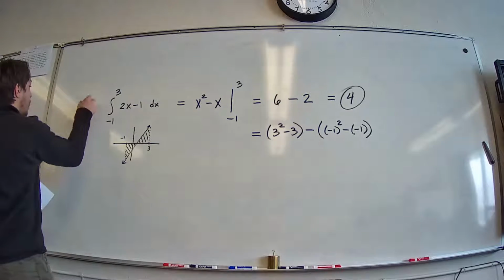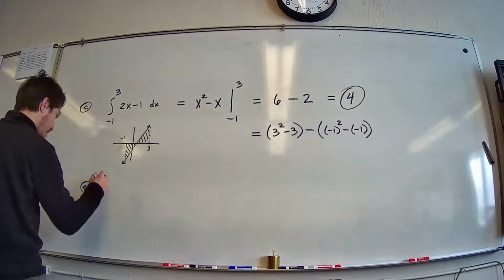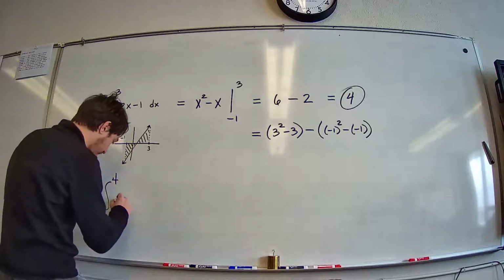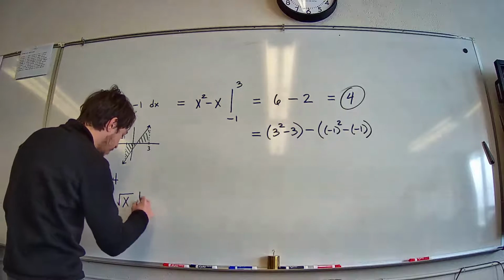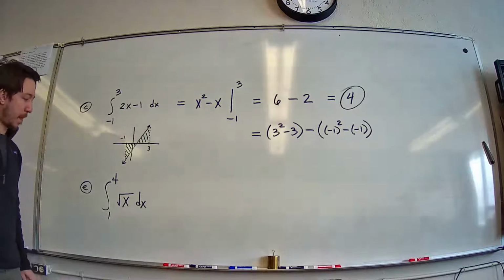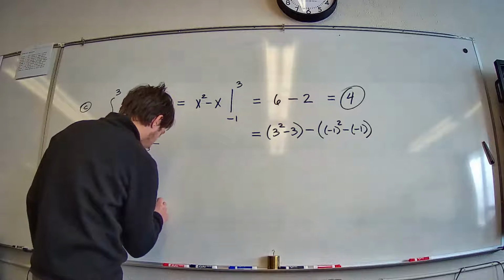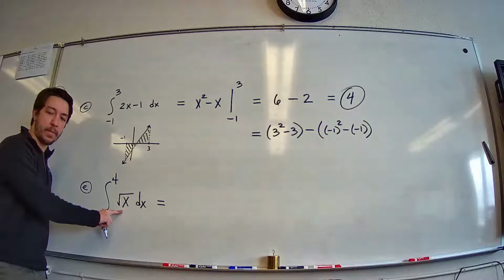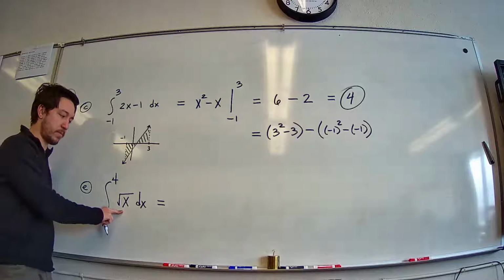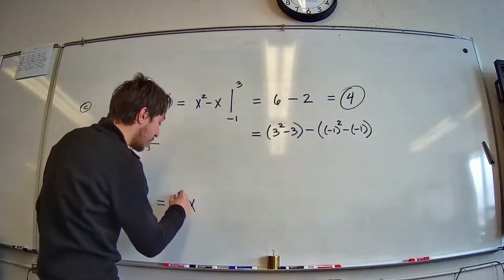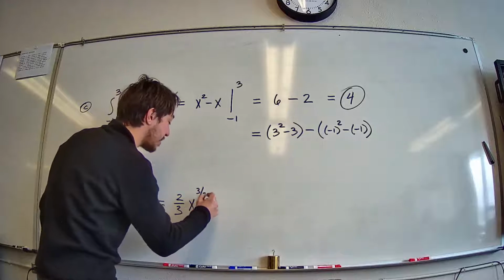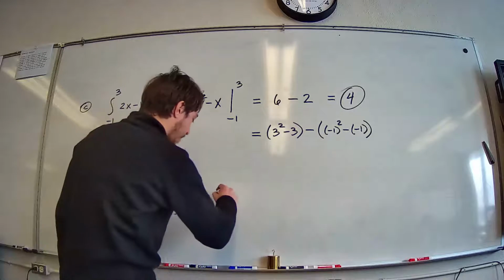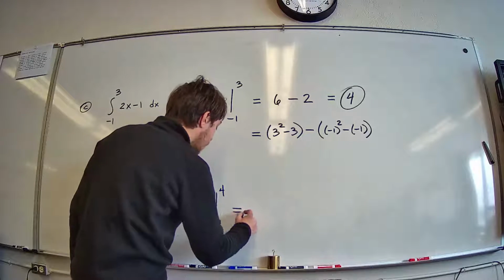Okay, E. So let's see. We're going from 1 to 4 on the old square root function. So this is x to the 1/2 power. So what's the integral? 2/3 x to the 3/2 power. Is everyone fine with that? No questions? Okay, going from 1 to 4.